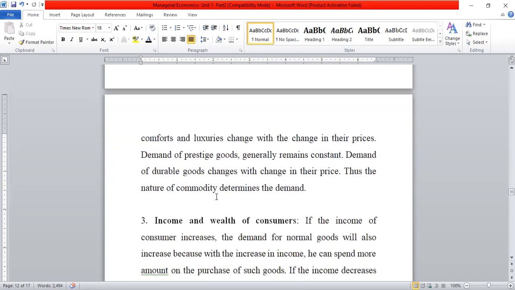And the income and wealth of the consumers. If the income of the consumers increases, normally the demand for normal goods will also increase.